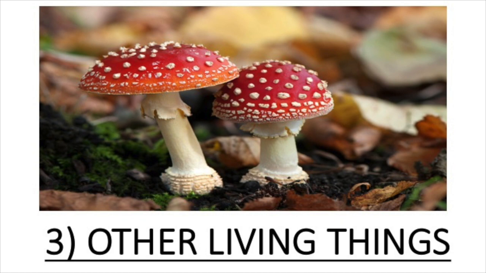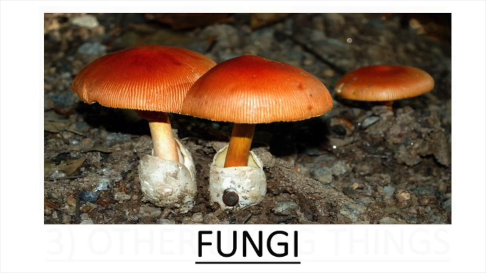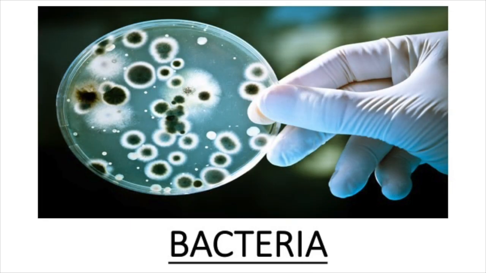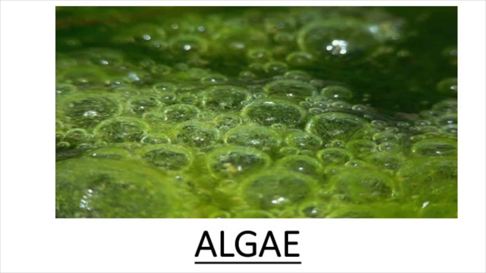But also, guys, category number three, other living things. And this is the category we give to things that are quite different and don't really look like anything else. For example, fungi. Yes, you can see this is like a type of mushroom. And fungi grow in damp, dark places. Bacteria. Bacteria is very, very small. And it lives inside all of us, inside all living things. Algae. Yes. Have you ever seen this before? Sometimes if you go to rivers, ponds, or streams, you will see lots of green material on the top of the water. And this is what the algae is.